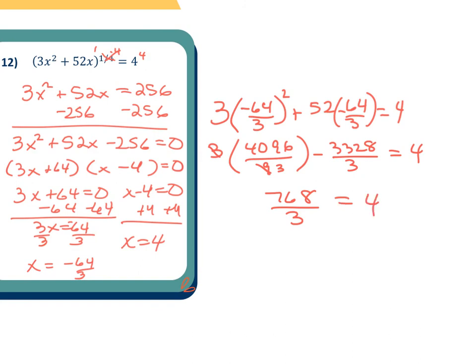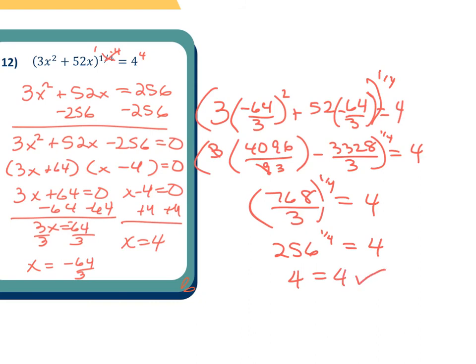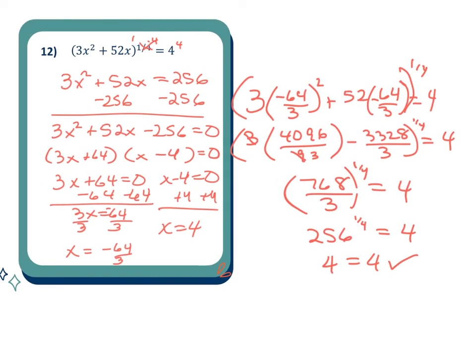And again, this was raised to the 1/4 power. All of this was under the 1/4 power. So if I divide 768 by 3, I get 256 to the 1/4 power. And then if I raise 256 to the 1/4 power, which is really just finding the fourth root, I get 4. 4 equals 4. That first solution checks. So this is good. Need to do the same thing with the positive 4.